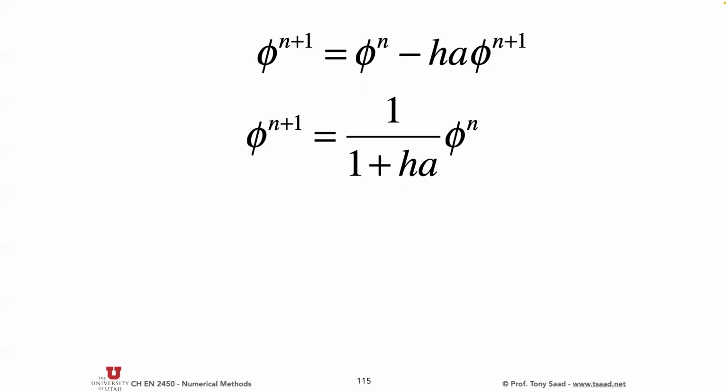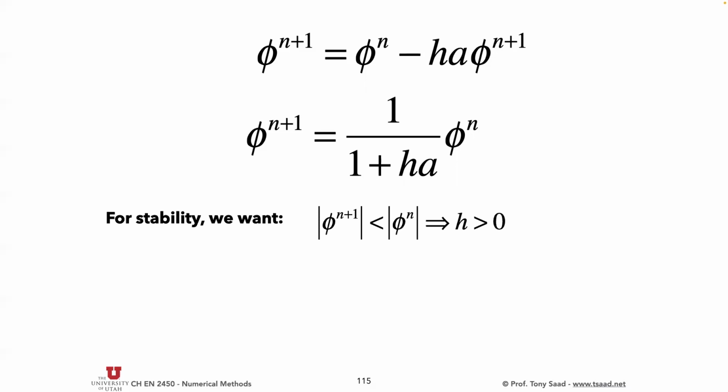Right? It's 1 plus a positive quantity, because H is positive and A is positive. And so the only condition for this to work is for H to be positive. But by definition, H is positive because it's the time step. And that tells you that this method is always stable. Whatever time step you choose, you are always stable. We call that unconditionally stable.